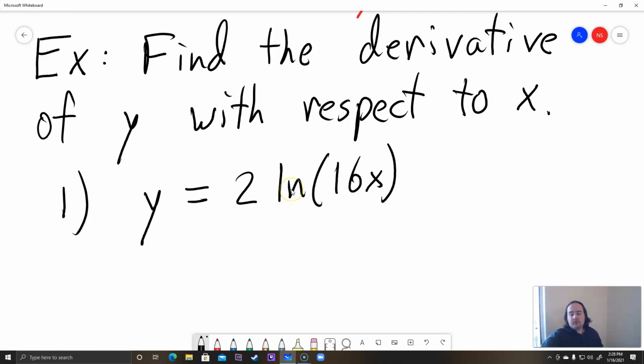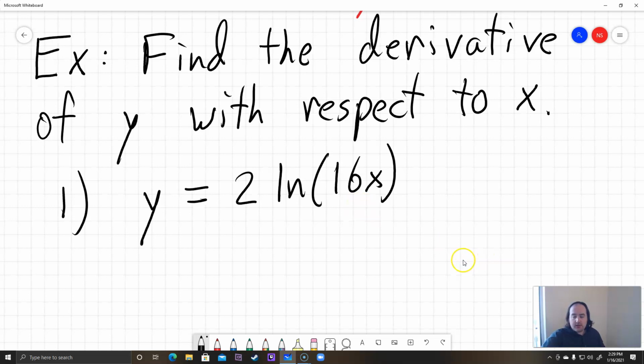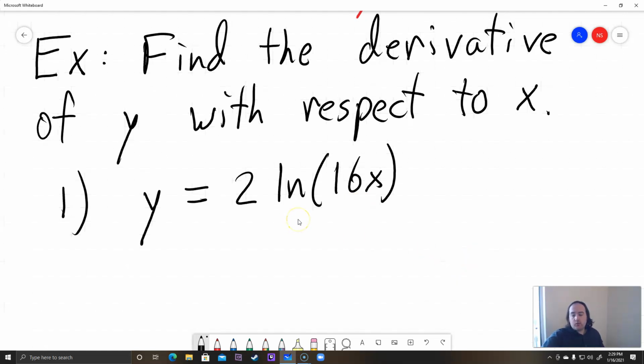Now, ln means the natural logarithm. Hopefully you remember that from pre-calculus. And so this is 2 times the natural logarithm of 16x. The natural logarithm of 16x is an example of a logarithmic function. Like I said, they have a lot of applications, but we're going to be focusing on how to take the derivative of them. Here, we're going to need a rule, and it's a pretty simple rule.